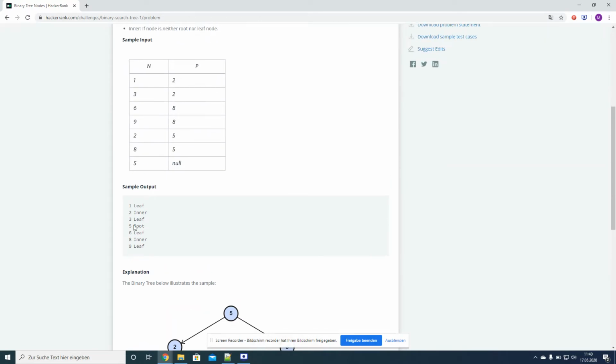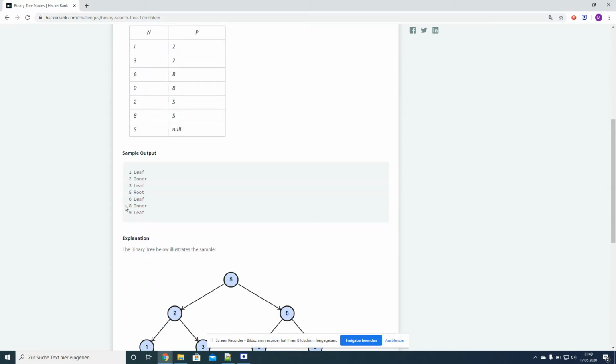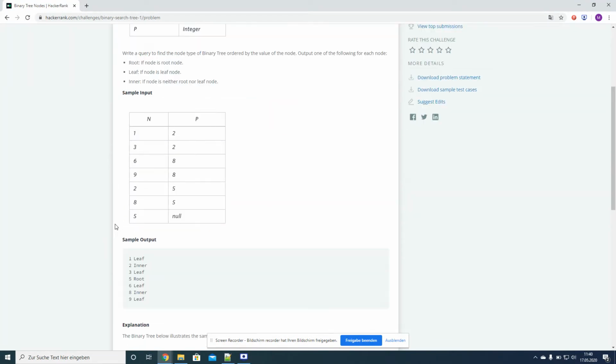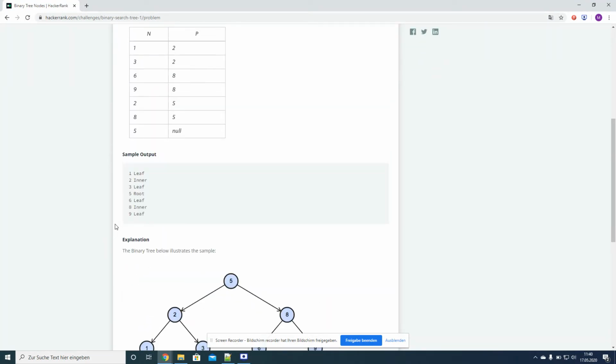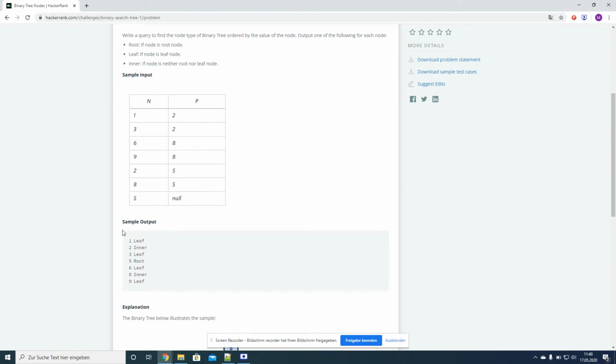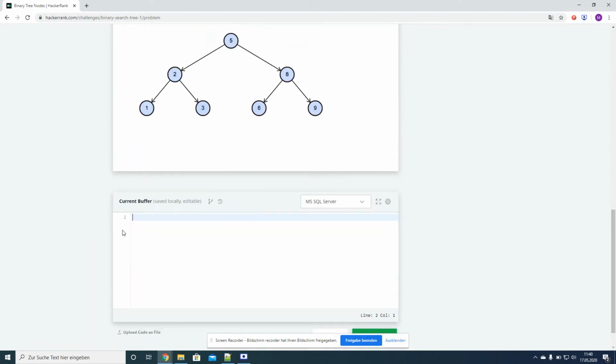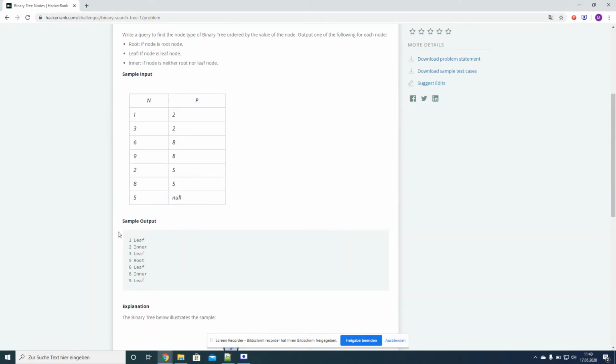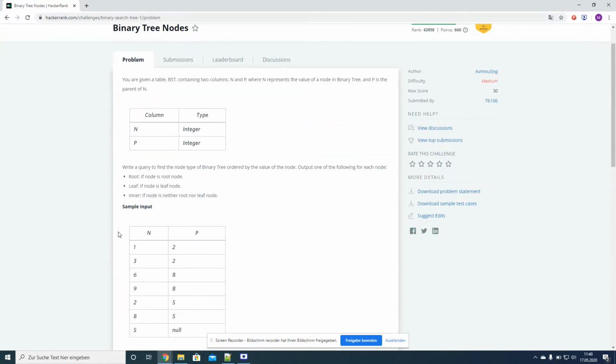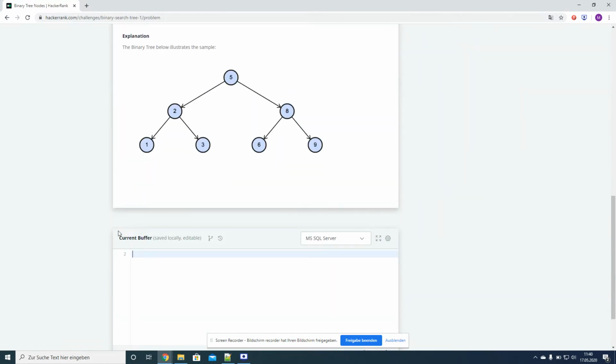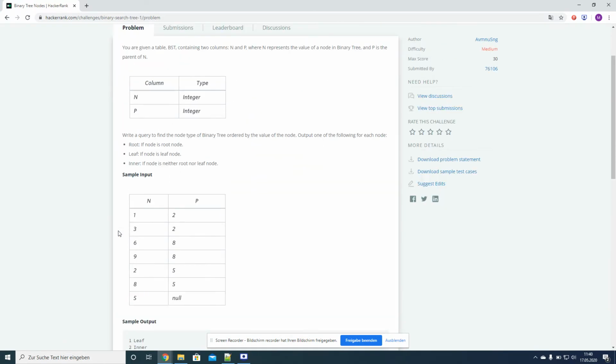So we want to have the output of the n ordered, the smallest value, and then it's getting bigger. So it's ascending. But first let's get the root. Let us get the root. How do we get the root? Well, the root should be relatively easy. The table I think is BST.